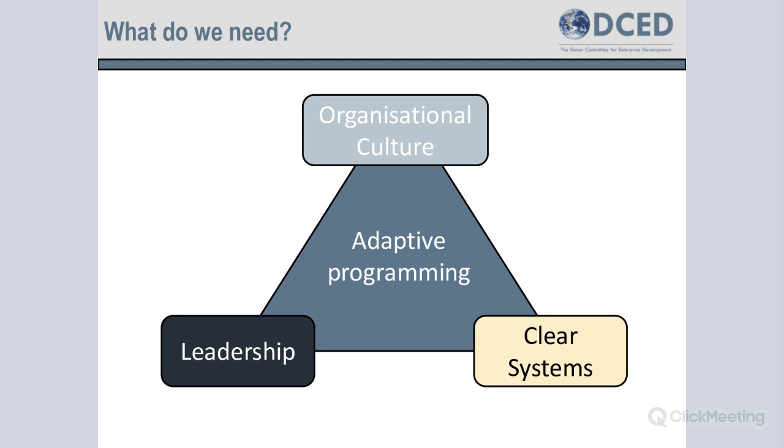And we're going to talk about three things in this webinar. These are all things we've learned from experience of programs using the DCED standard, critical for adaptive programming. The first one is an organizational culture that supports it. Second is clear systems for how to do it. And the third is strong leadership, which drives the other two forward and is important in its own right.